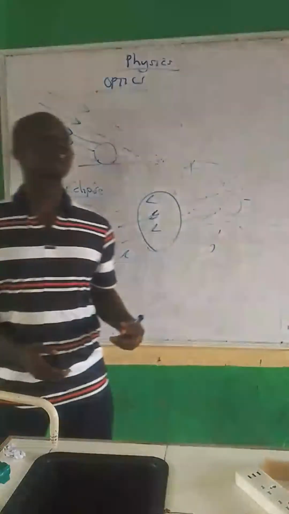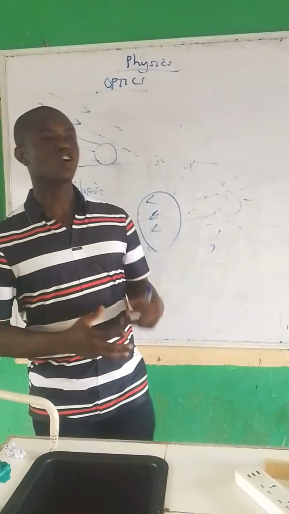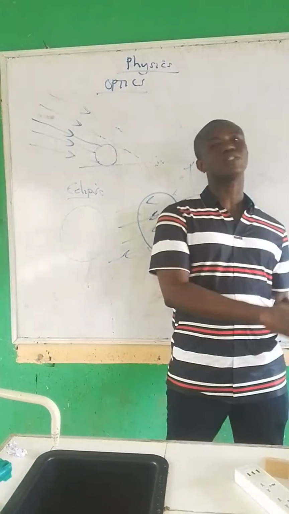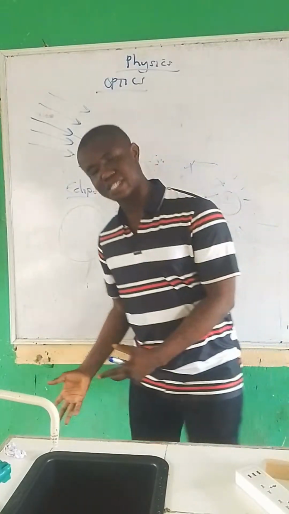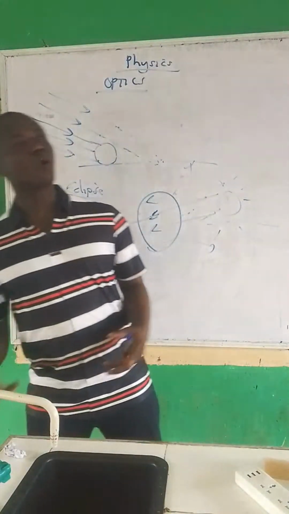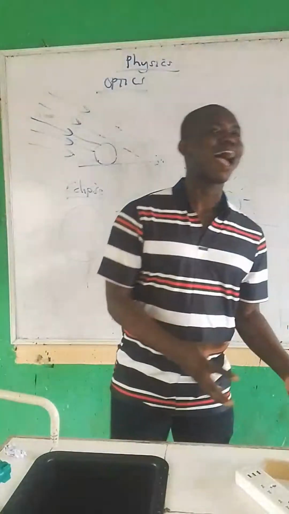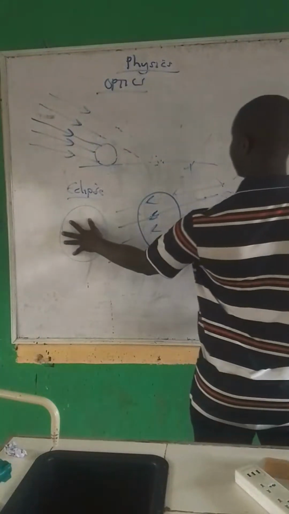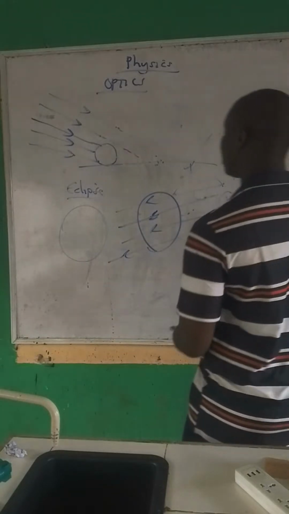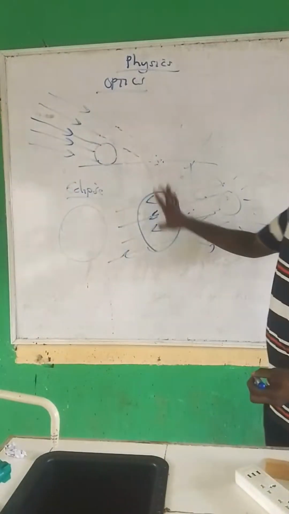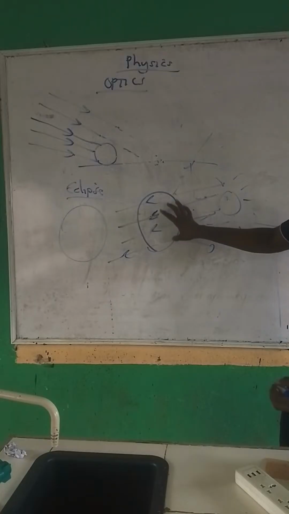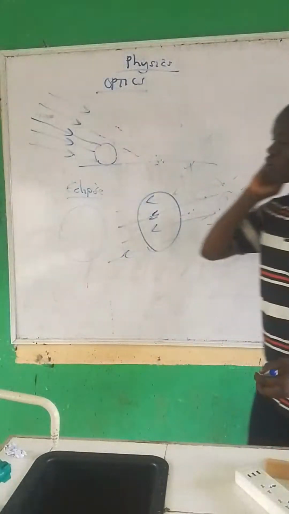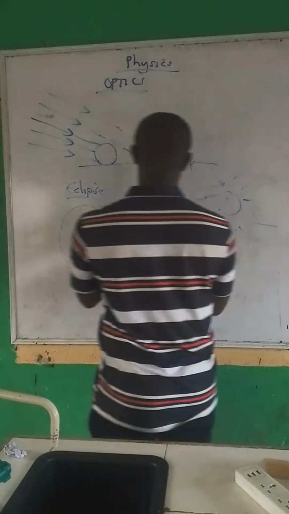The solar eclipse occurs when the moon comes in between the sun and the earth. What happens is this: look at the earth and look at the sun. The moon now moves between the sun and the earth, and we will have a solid color of light.